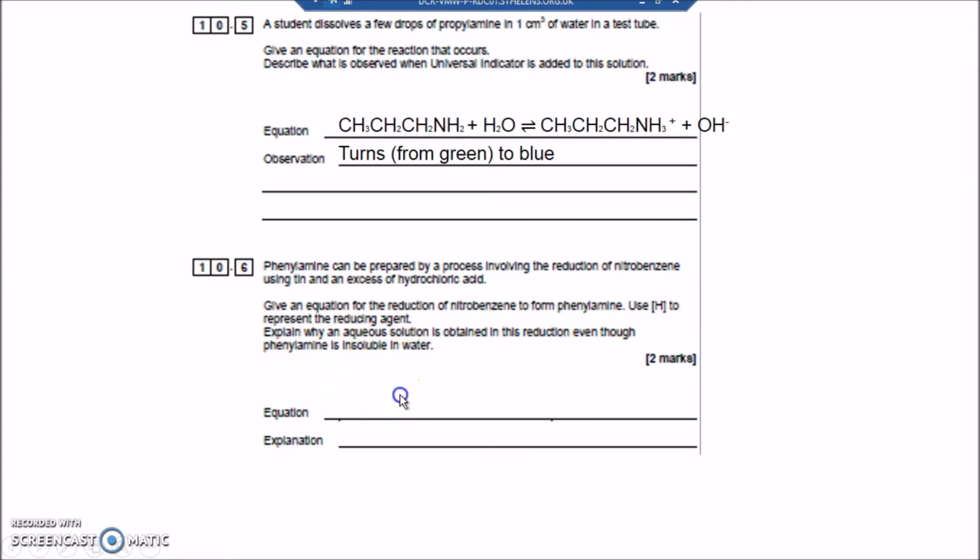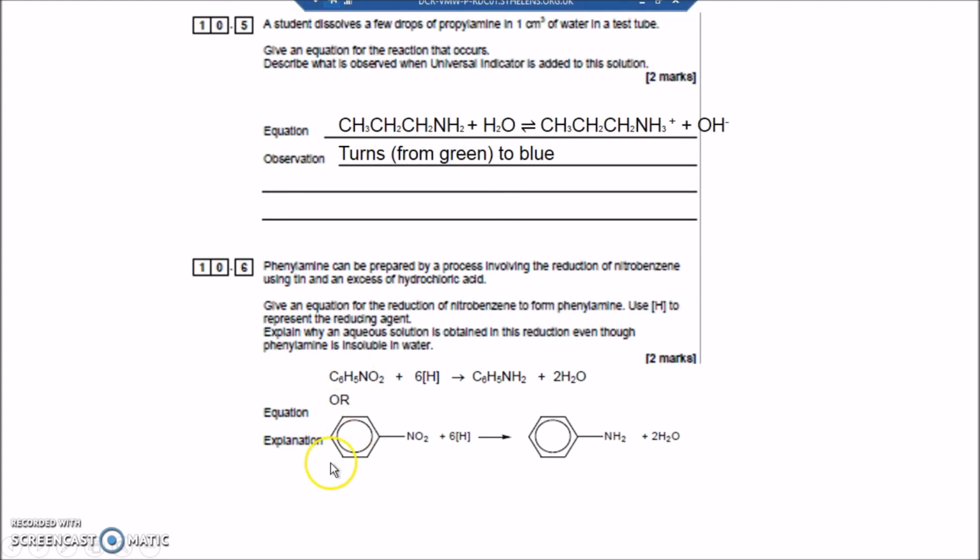Okay, first of all let's do the equation. So you can either write that as C6H5NO2 or you can draw it out as a benzene ring with an NO2, whichever you prefer. Now when those become NH2s, the O's become waters, and I'll need 2 waters to balance the 2 O's. Therefore I'll need 1, 2, 3, 4, 5, 6 H's, and I'll represent that with 6. And the square brackets H means that's coming from the reducing agent, from the tin and hydrochloric acid in some way.